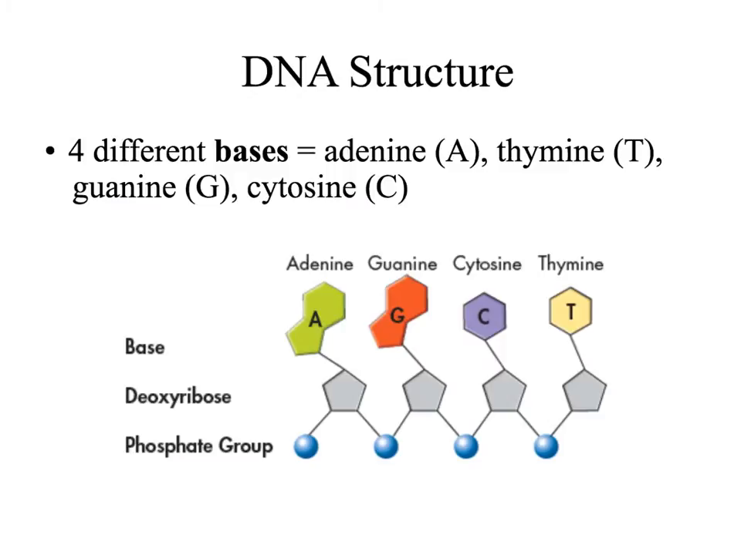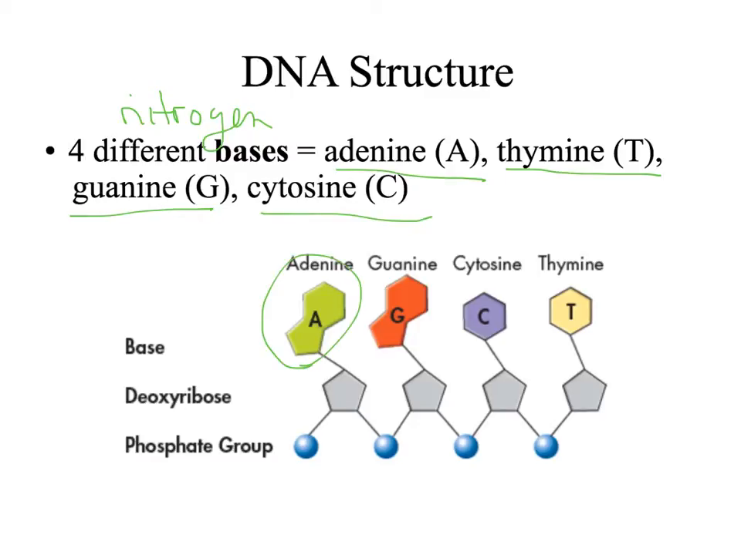Okay. A little bit more about the structure. Again, those 4 nitrogen bases are adenine or A, thymine or T, guanine or G, and cytosine or C. Okay. So here is the base, here is the sugar, deoxyribose, and the phosphate group. And each one of those all together makes up a nucleotide.